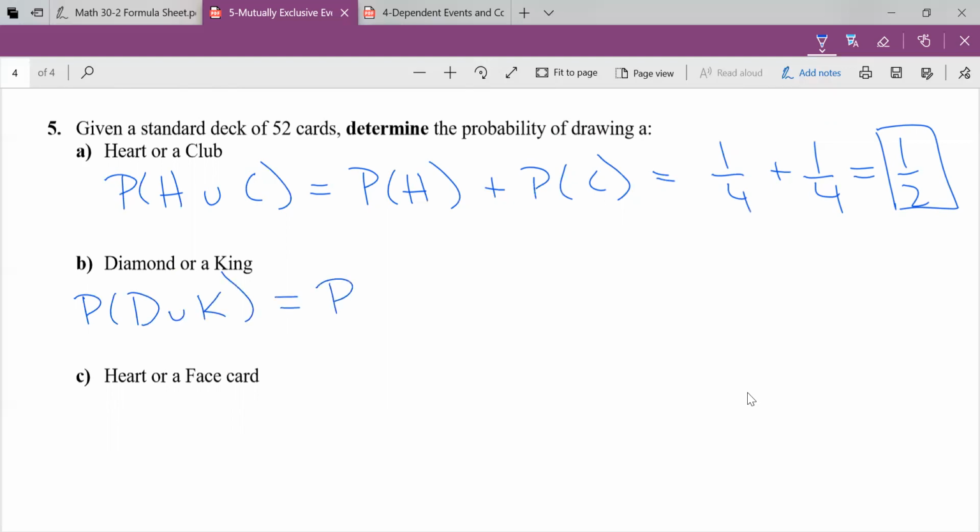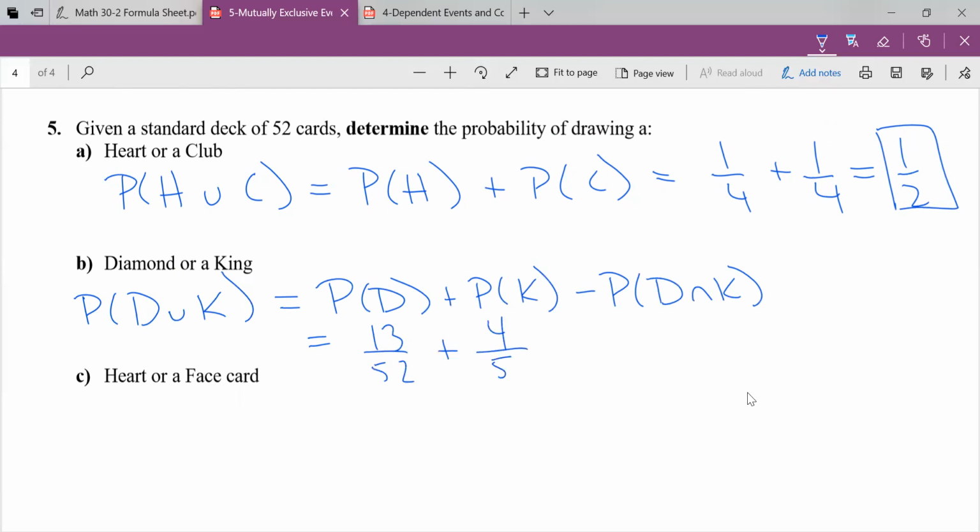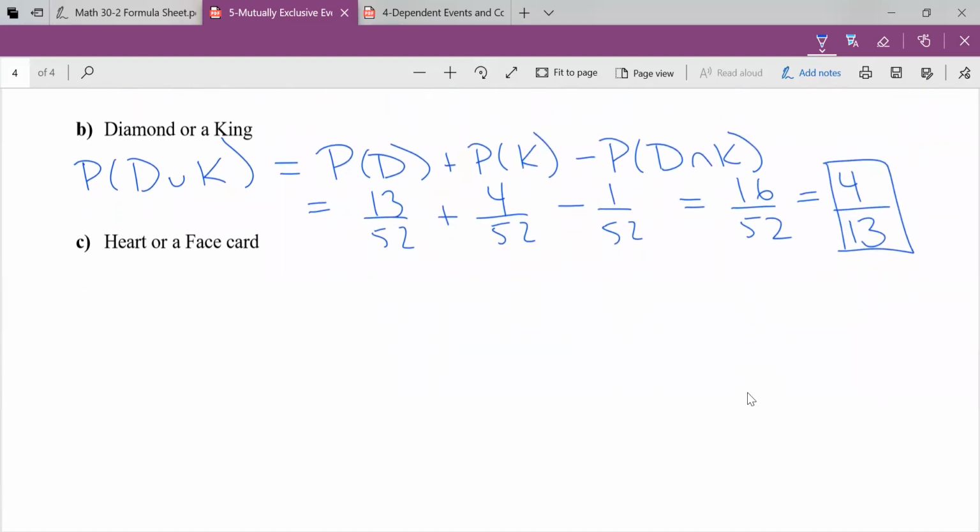Well, I can get a diamond, I can get a king, but I can definitely get both, can't I? So probability of getting a diamond, I'm just going to leave this as 13 out of 52. Probability of getting a king, 4 out of 52, but I can get the king of diamonds, 1 out of 52, which sounds like 16 out of 52, which is 8 over 26, which is 4 over 13. So not mutually exclusive.